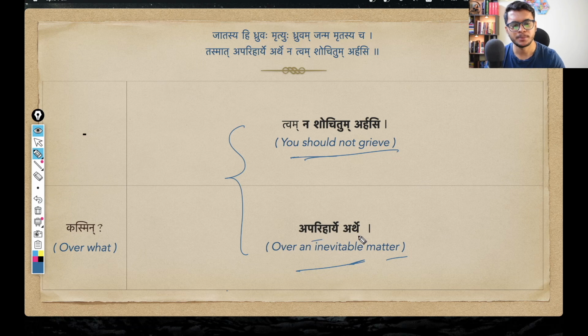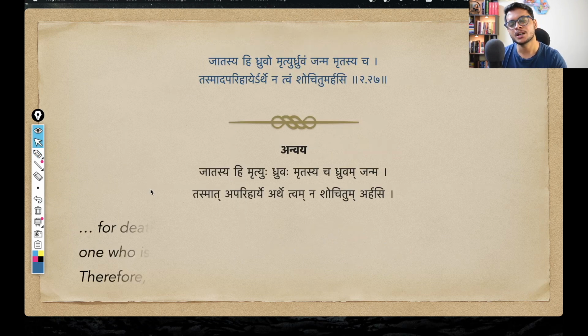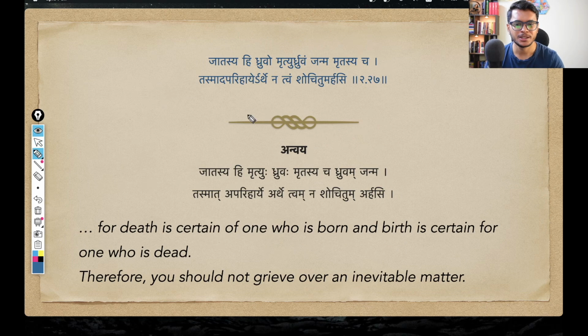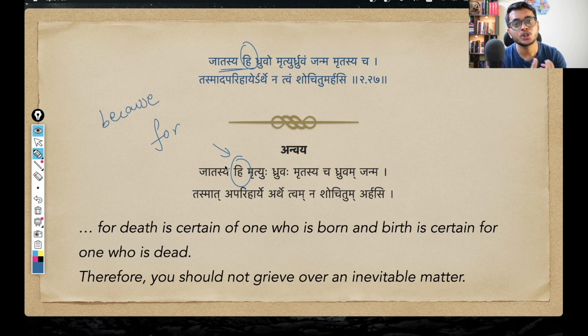I hope this apariharye arthe, all these padas are clear. Let us directly move to the anvaya along with the anuvada now. And now see, in the shloka also we see this hi. This particular avyaya, indeclinable, basically means for or because, when we are connecting a chain of thought, when we are trying to show the continuity of reasoning. Some reason Krishna gave in the previous shloka and he is continuing with that reason. So in that sense, this is being used.